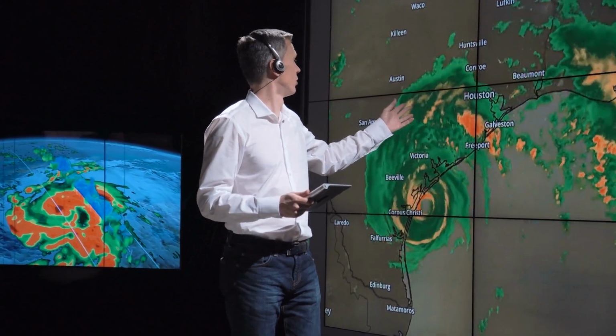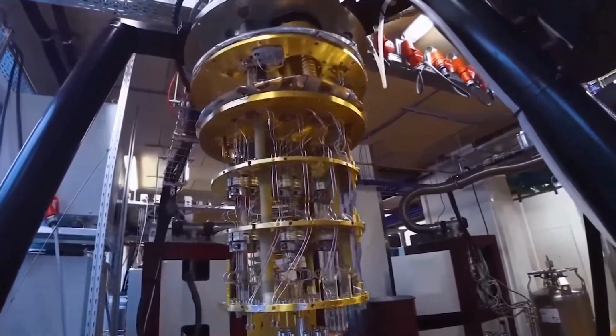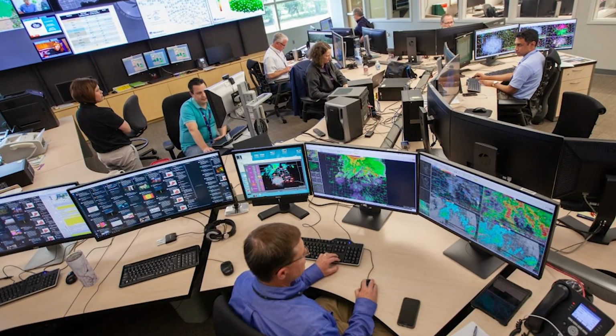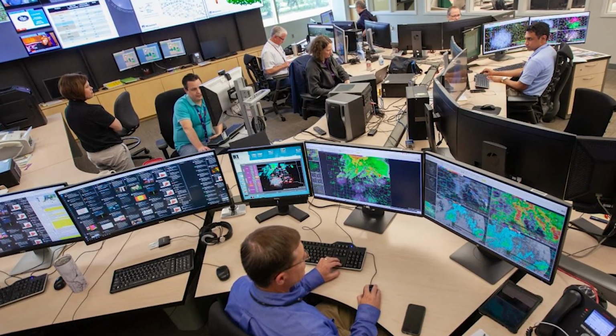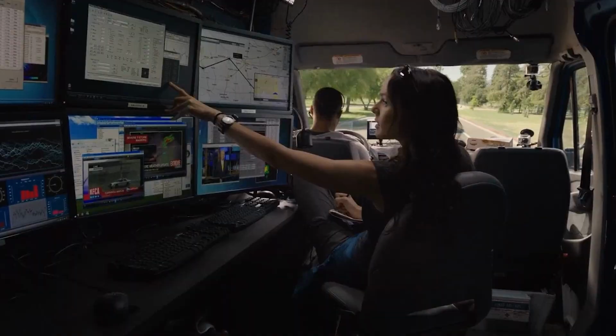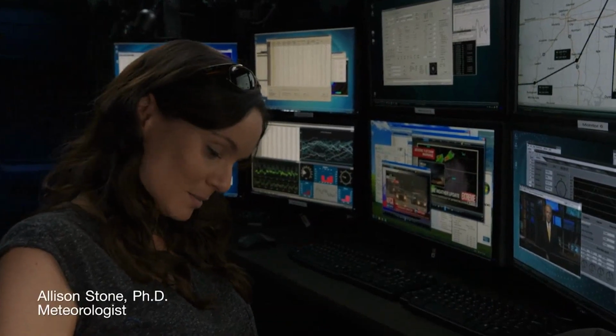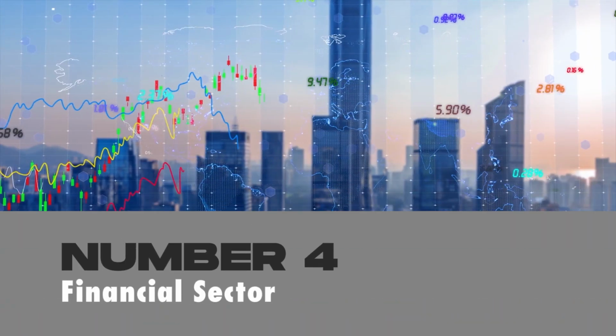Number 5, weather forecasting. Weather plays a crucial role in our daily plans and activities. With quantum computing, weather predictions could become extraordinarily precise, allowing us to plan better, from what we wear to how we schedule our day. It could also enhance disaster preparedness, providing accurate forecasts to help avoid or mitigate the impacts of severe weather events.